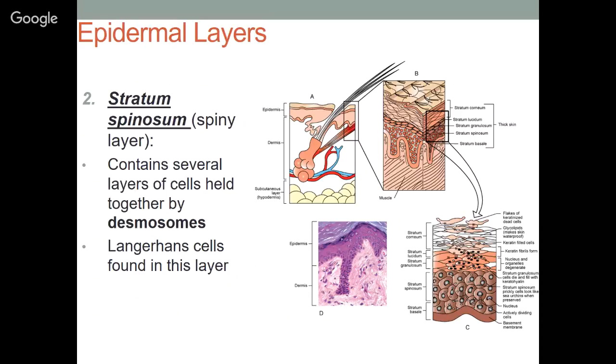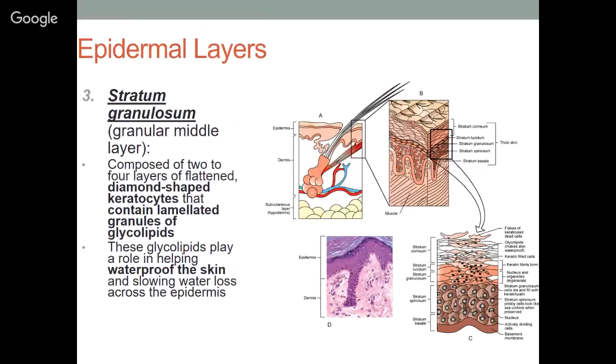The stratum granulosum is the granular middle layer. It's composed of 2 to 4 layers of flattened, diamond-shaped keratinocytes that contain lamellated granules of glycolipids. It's these glycolipids that help to provide waterproofing of the skin. It slows the water loss across that epidermis. Now, the stratum granulosum is one of those layers or strata that are not in all parts of the body. This one and the next one are two of the layers that are missing in the thinner parts of the epidermis. But the stratum granulosum, if you can remember, we have these keratinocytes with glycolipids, and it's those glycolipids that help with the waterproofing.